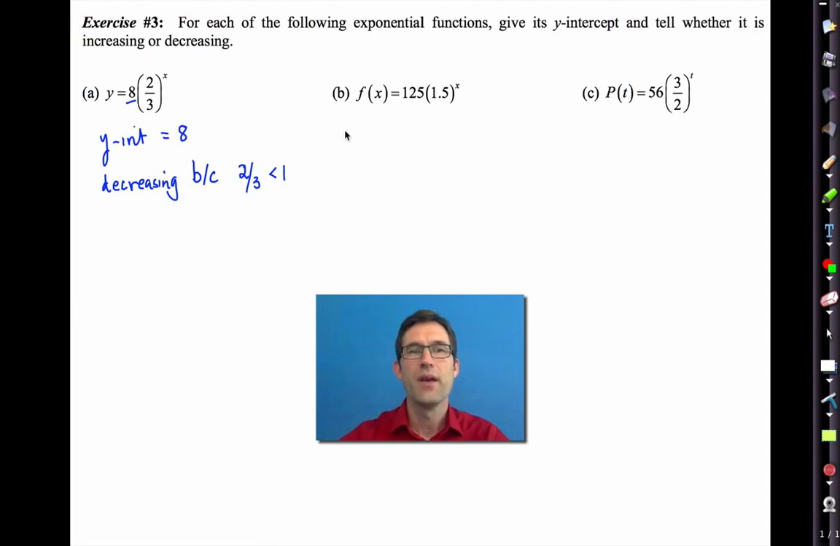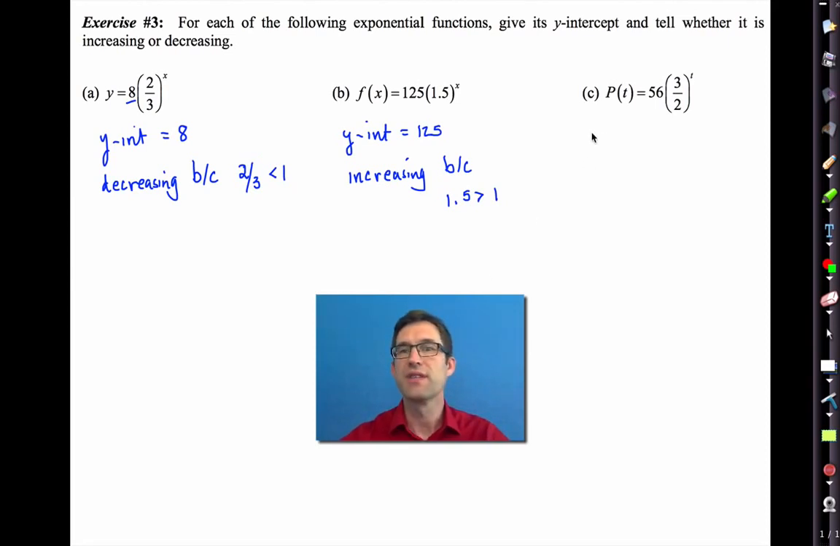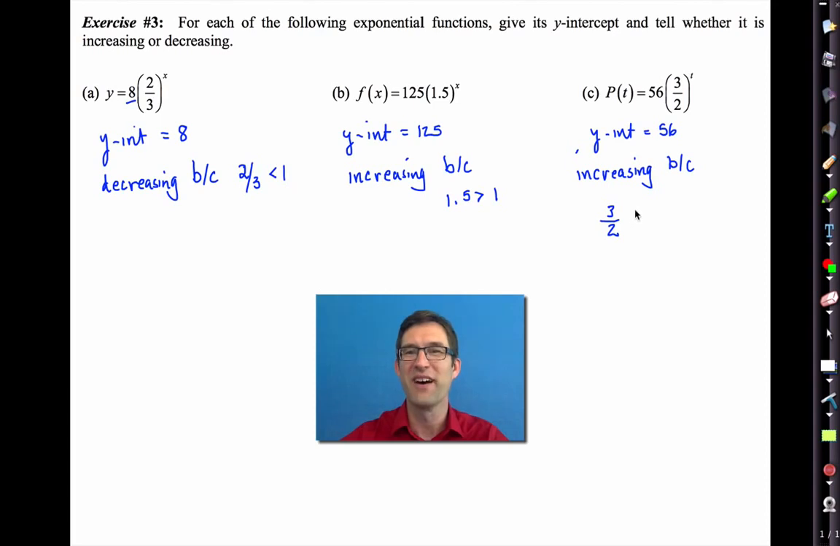All right, let's do them. So in this case, my y-intercept is 125, and we're increasing in this case because 1.5 is greater than 1. Pretty much that simple. Letter C, the y-intercept is equal to 56, and again, we are increasing because 3/2, which is the same as 1.5, I only realized that now, is greater than 1. I mean, I know 3/2 and 1.5 are the same, I just didn't realize I used the same base there, because 3/2 is greater than 1.